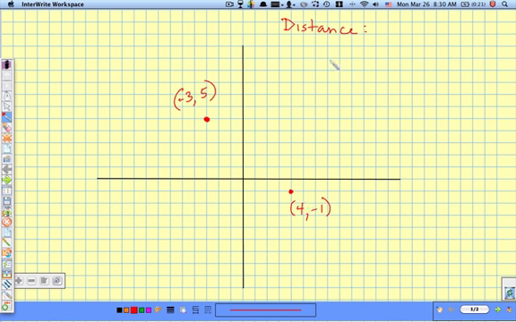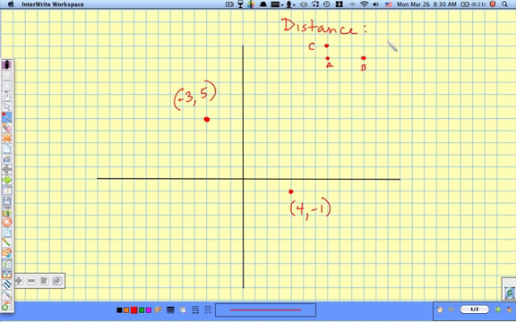The only way you could do that would be if I did this to you and said, okay, what's the distance between A and B here? You could count because they're exactly horizontal. Or if I said, hey, what's the distance between C and A? Well, they're exactly vertical, so you could count those. But when they're like this, you can't count. So we need a little formula here.